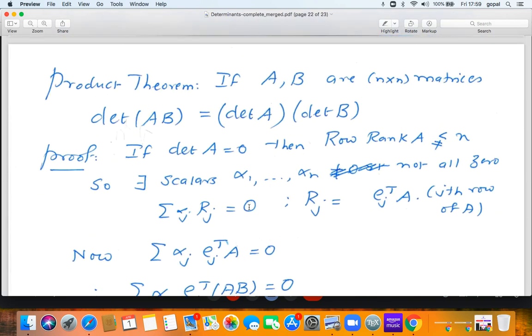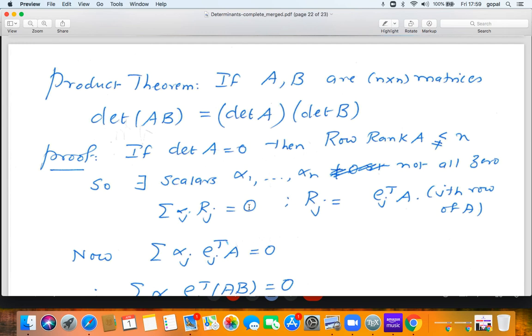Finally, we will prove 2 theorems that you have been waiting for. The determinant of AB is determinant of A into determinant of B. That's the first theorem, the product theorem for determinants. A and B are 2 n cross n matrices. Determinant of AB is determinant of A into determinant of B. First of all, case 1, determinant of A is 0. So the RHS is 0.